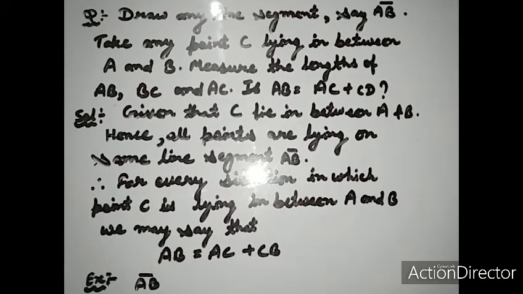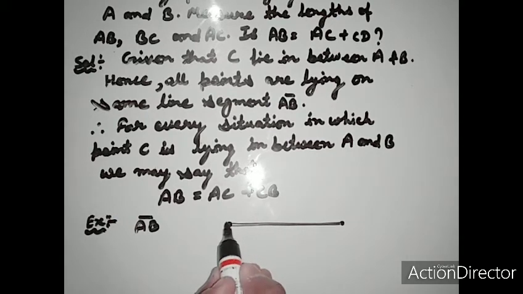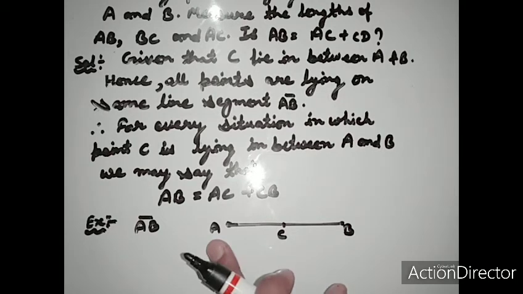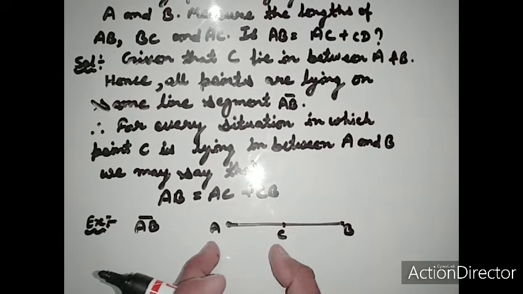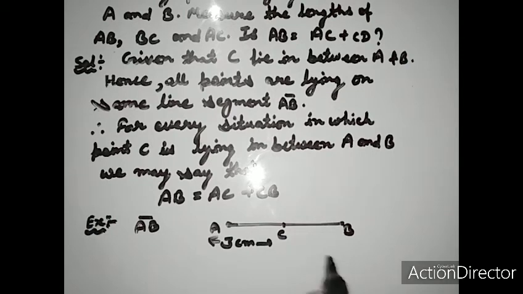Okay, and here we take the same condition, C lies in the middle of these 2 points. Here we draw a line segment and write point A and point B, and this is point C. So all 3 points lie on the same line. Here we take the length of this line segment AC equal to 3 centimeter, right? And CB equal to 4 centimeter.